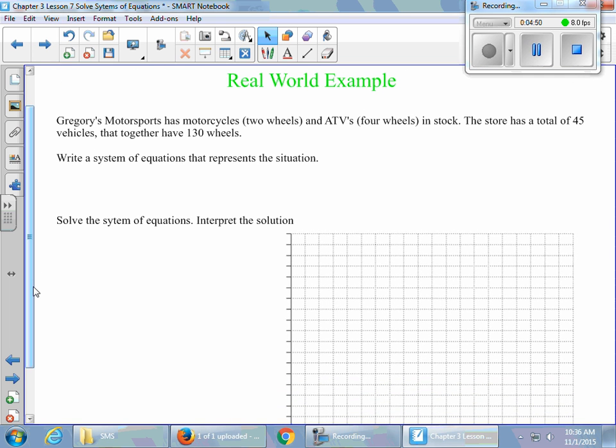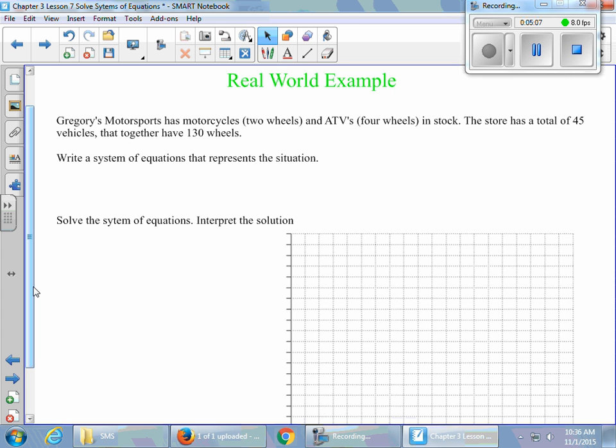Greg's Motorsports has motorcycles, which have 2 wheels, and ATVs, which have 4 wheels, in stock. The store has a total of 45 vehicles that together have 130 wheels. Write a system of equations that represents the situation. Solve the system of equations. Interpret the solution.